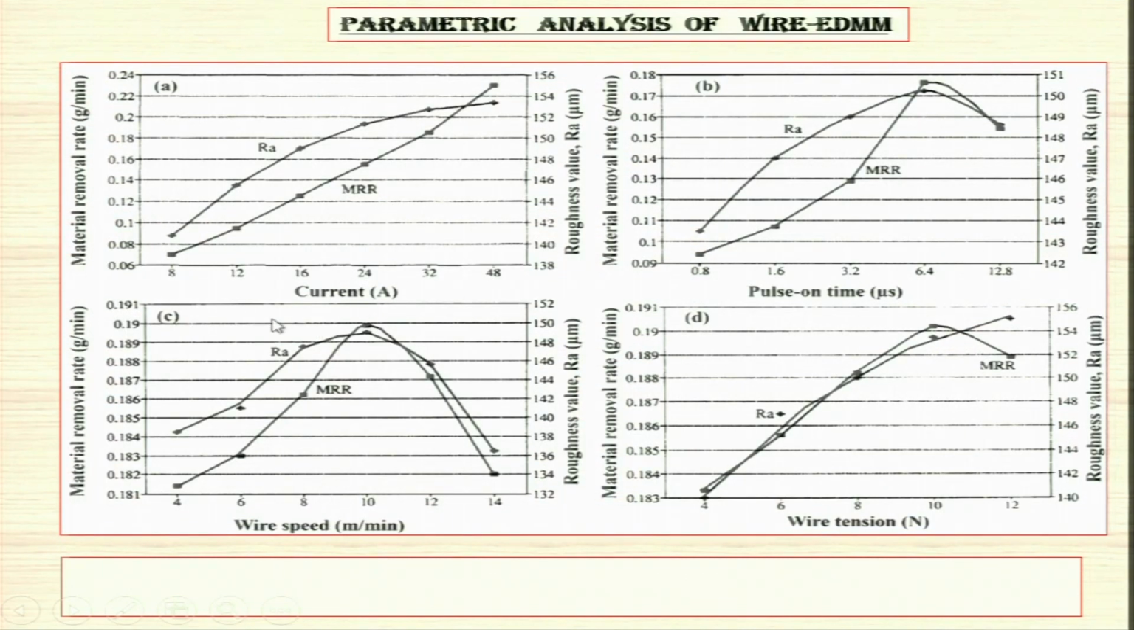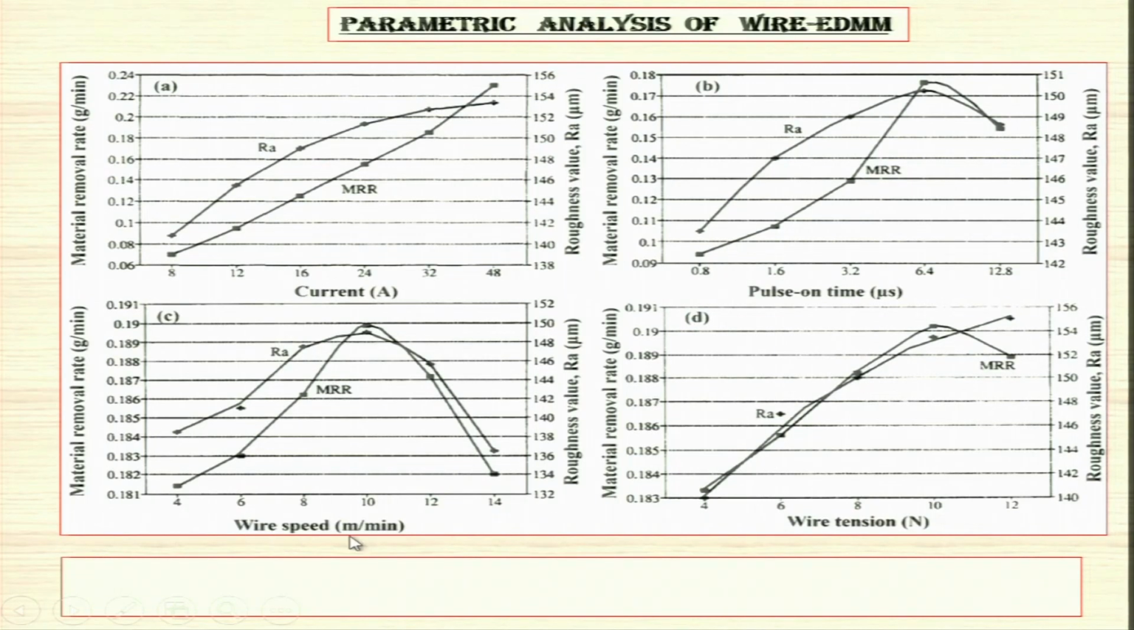Parametric analysis: let us see material removal rate, and this is the current, and we know higher the current, higher will be the material removal rate, and higher the current, higher will be the crater size, hence higher will be the Ra value, that is the surface roughness value. Here, as pulse on time is increasing, energy per pulse is increasing, and if energy per pulse is increasing, material removal rate will increase and Ra value will also increase. But an optimum is seen over here, beyond which both of them start decreasing.